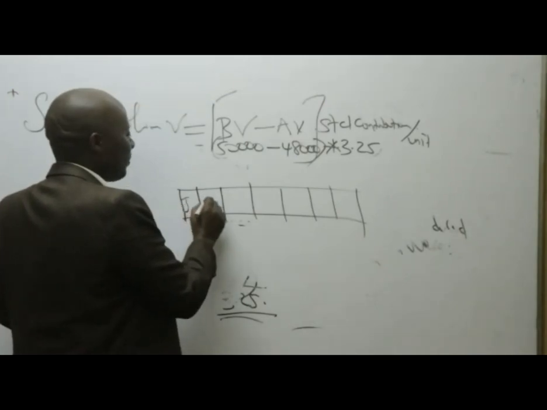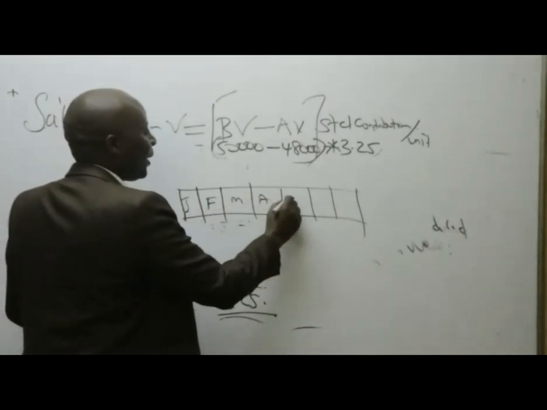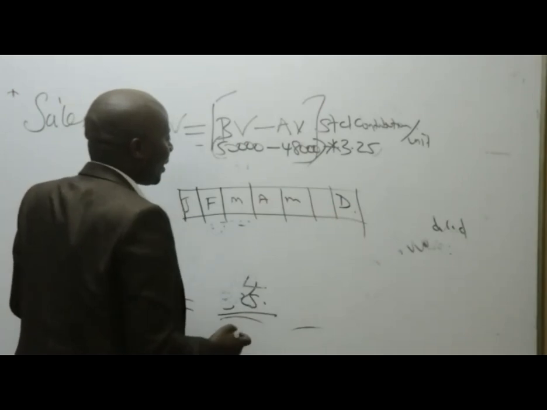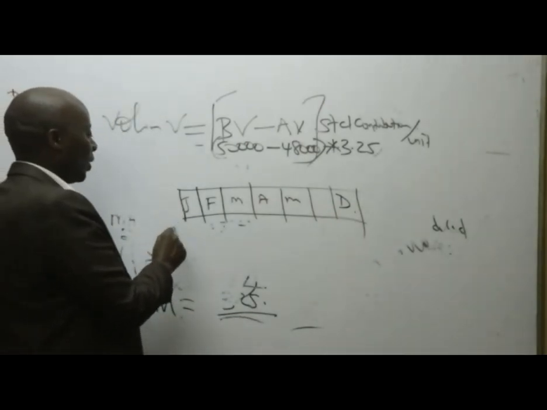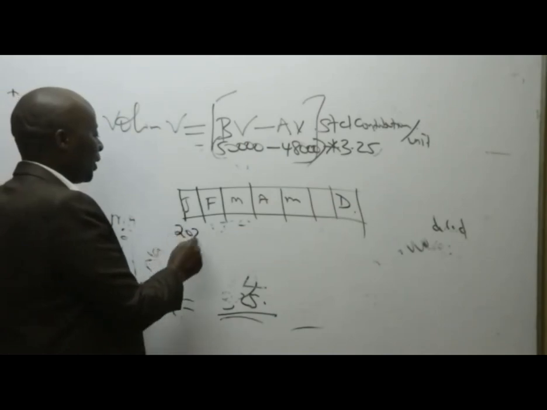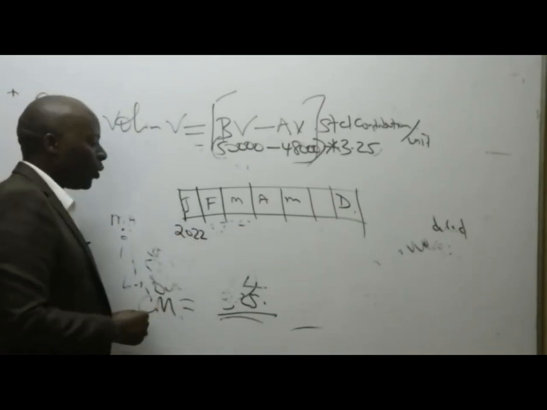So we have January here, we have February, March, April, May, maybe up to December like this. So you have created a rolling budget, for example, for 2022.